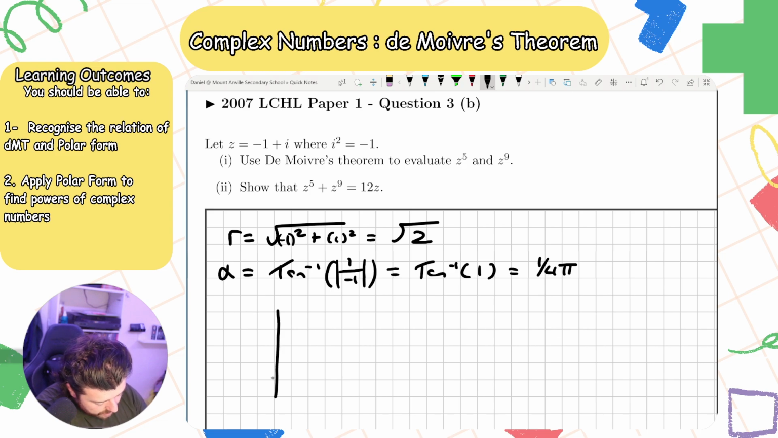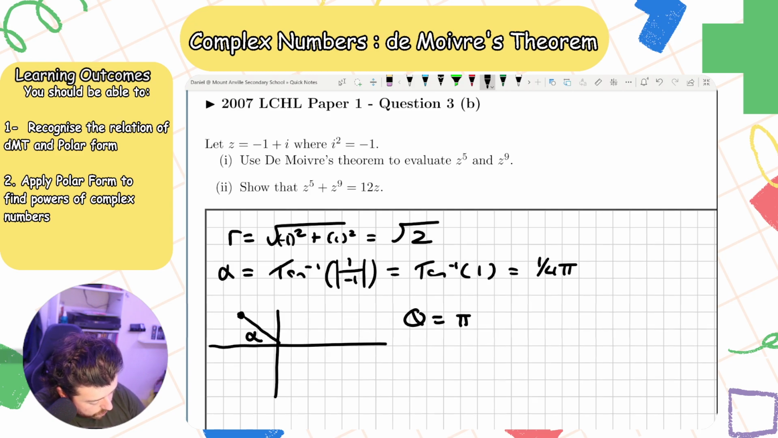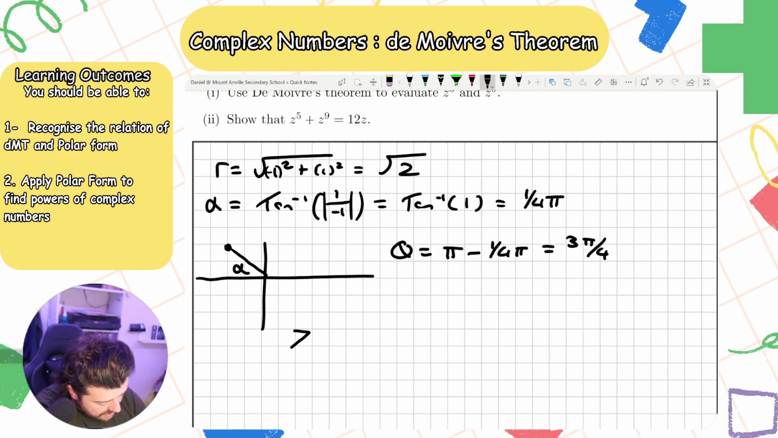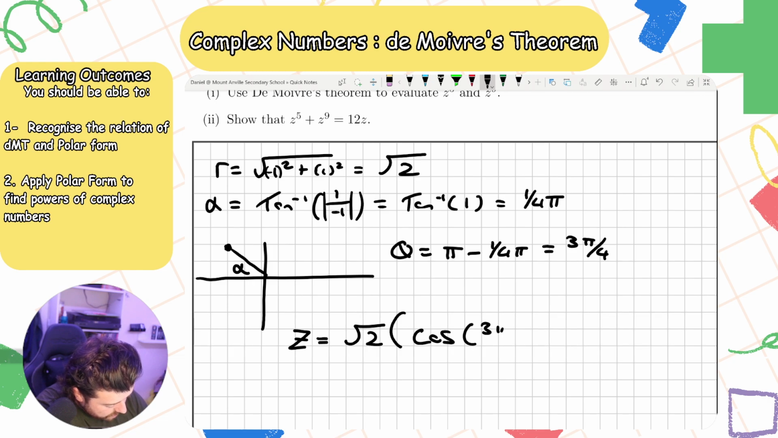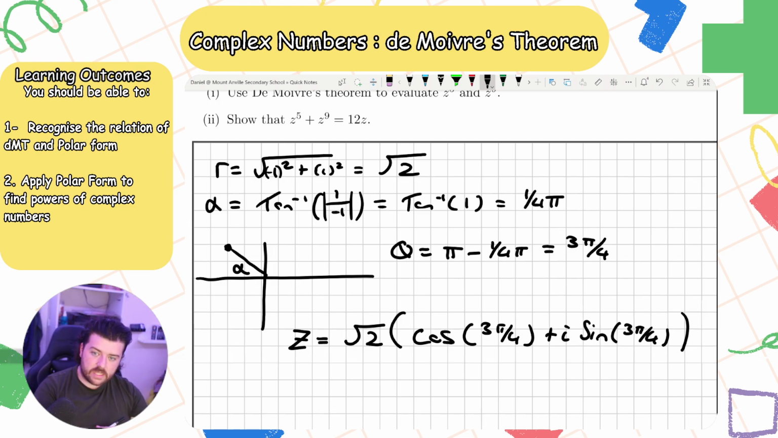Then let's calculate my argument. I am in quadrant 2 here. So my argument is equal to pi minus pi over 4, which is just 3 pi over 4. So z is just equal to root 2 times cosine 3 pi over 4 plus i sine 3 pi over 4. Okay, so let's apply the Moivre's theorem.